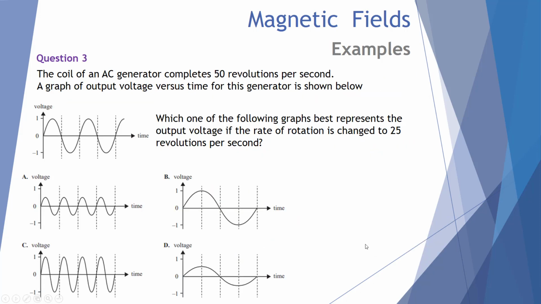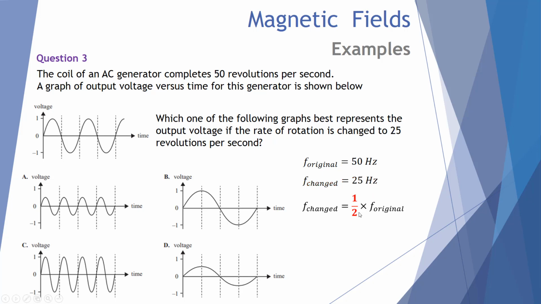Question 3, a graphical question. The coil of an AC generator completes 50 revolutions per second. A graph of output voltage versus time for this generator is shown below. So here's our graph. Which of the following graphs best represents the output voltage if the rate of rotation is changed to 25 revolutions per second? So there's our original frequency of 50 Hertz, 50 events per second. And here's our changed frequency, our second scenario, 25 Hertz.